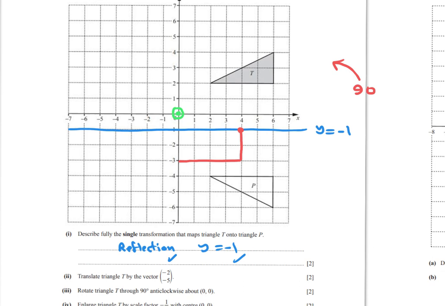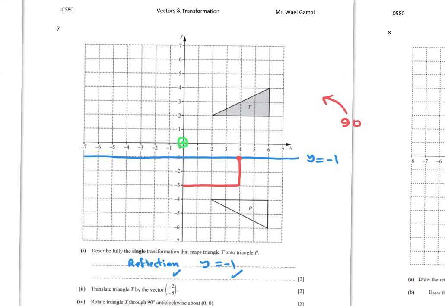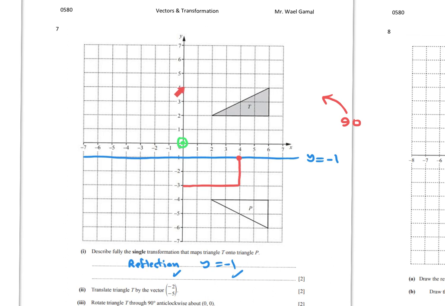To travel from the center of rotation to this point, you have to move 6 to the right and 2 up. So when you rotate, 6 to the right will be 6 up and 2 left. So this is the new image. Now for that one, 2 right, 2 up. So 2 up, 2 left.